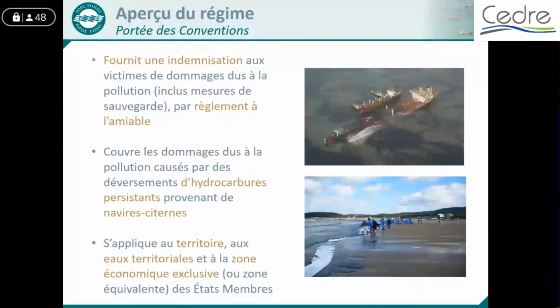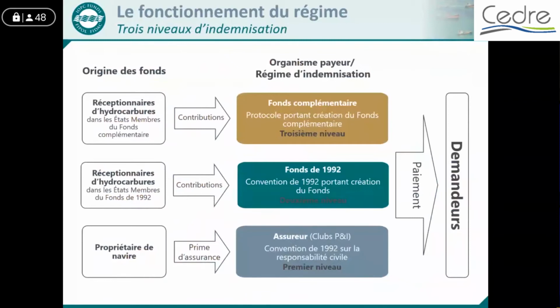Now, as concerns tankers, sometimes there's confusion about the different types of oil spills, but this covers pollution damage caused by spills of persistent oil from oil tankers. It applies to the territorial waters and the EEZ, or the equivalent, of the member states. To be a little clearer on this, we're talking about two conventions which work hand in hand, but they are distinct.